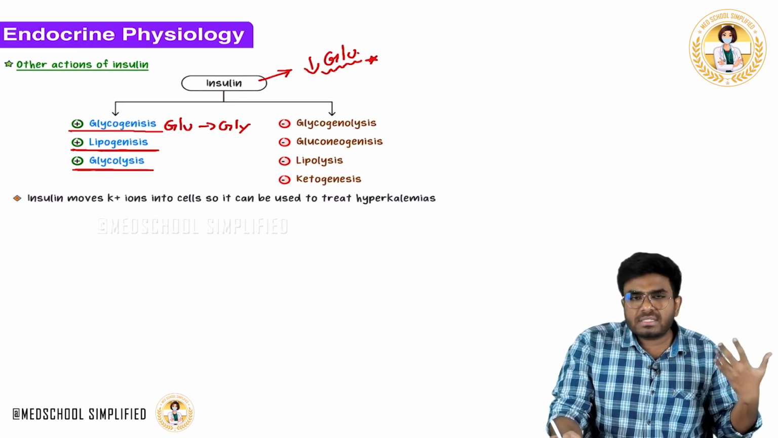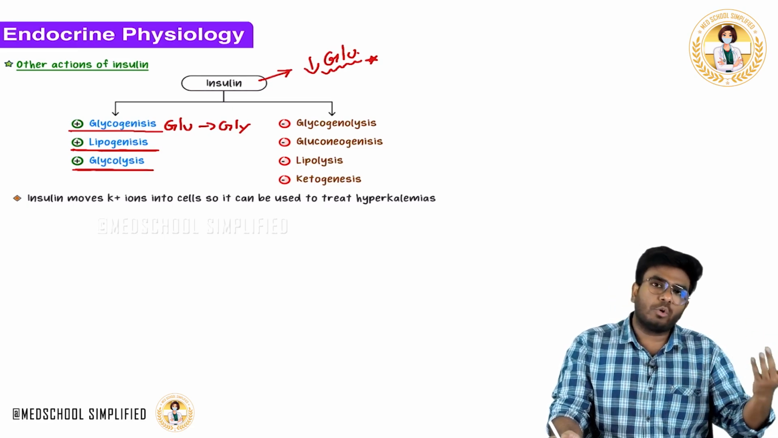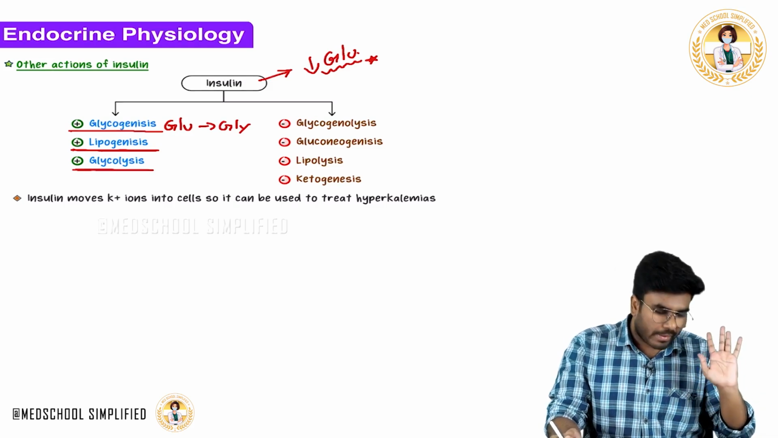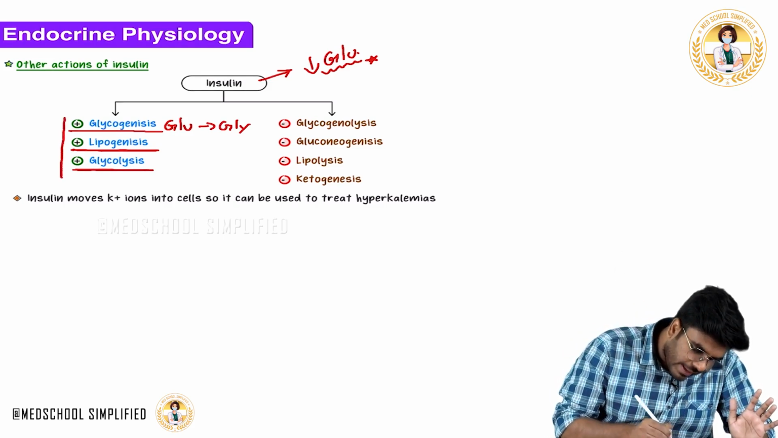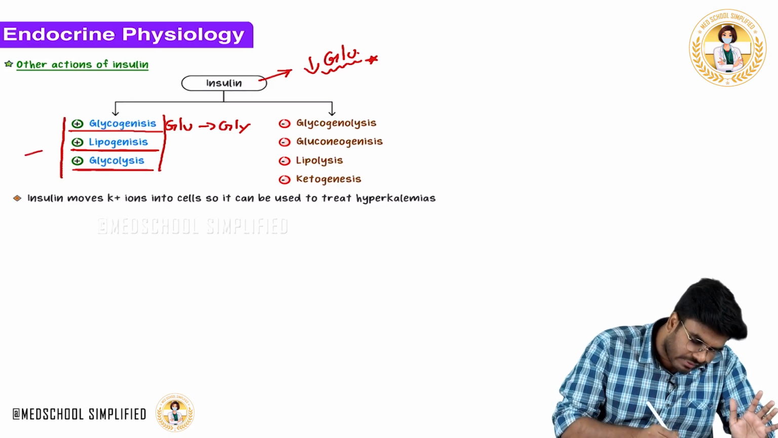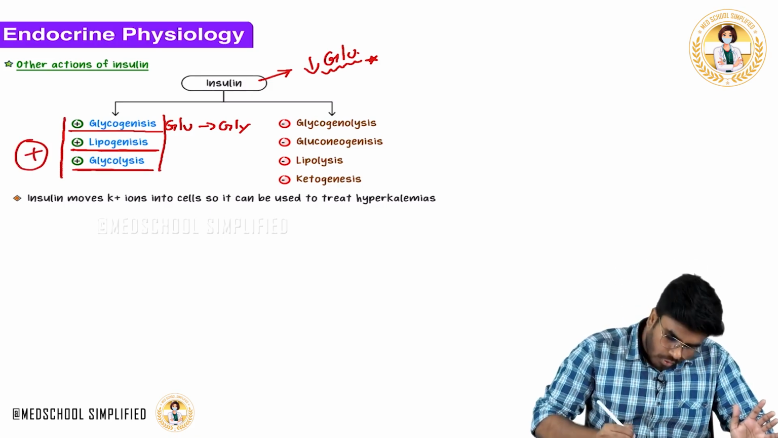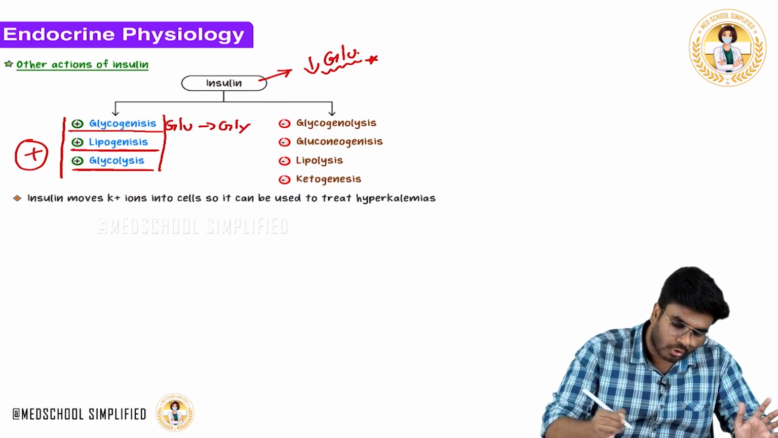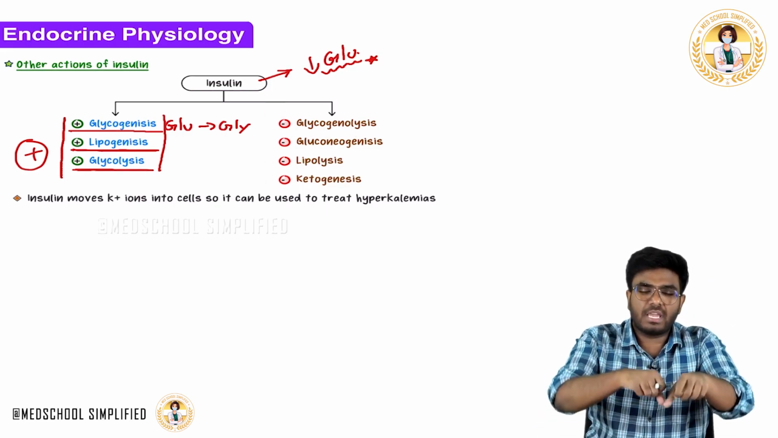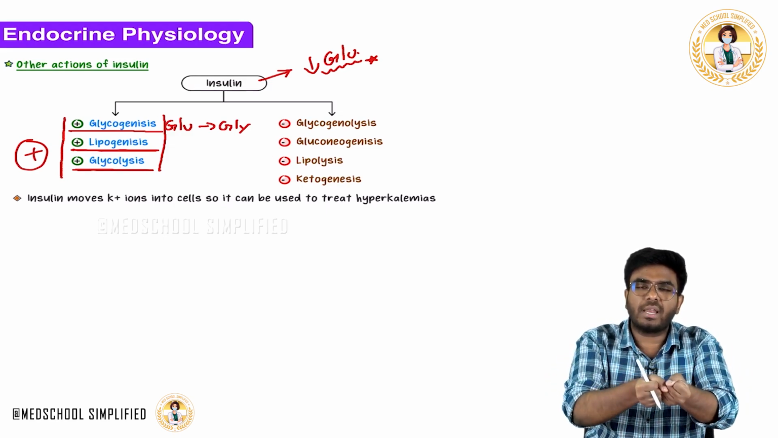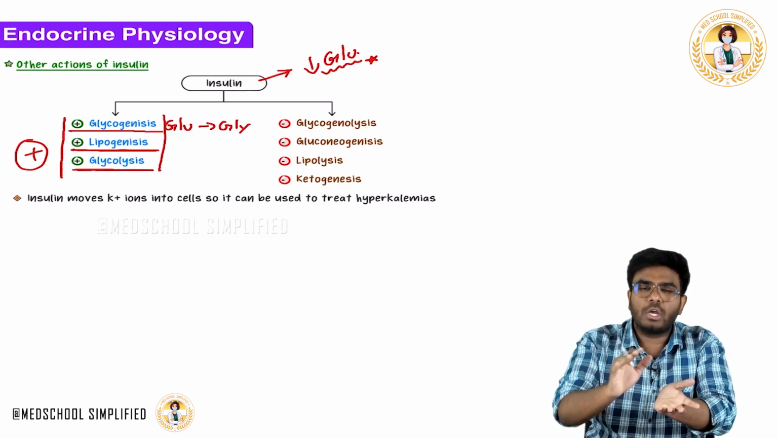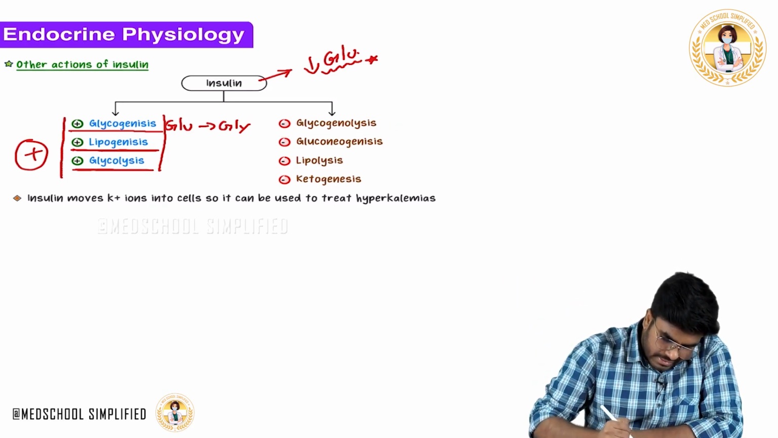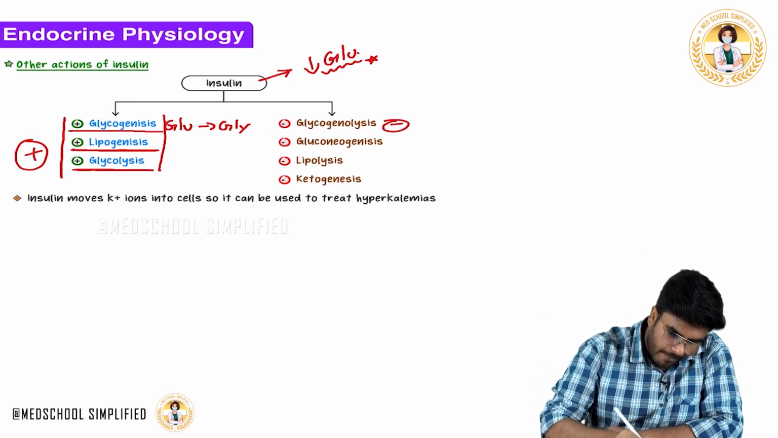Now in the cell, this glucose will be converted into pyruvate and at the end of the day, it will be used for the production of ATP. So, all those reactions which decrease the blood glucose levels are activated. And those reactions which increase the blood glucose levels, for example glycogenolysis: if you cause glycogenolysis, what happens? Glycogen will be broken down into glucose, glucose will come into the blood, and blood glucose levels will be elevated. So, glycogenolysis is inhibited.